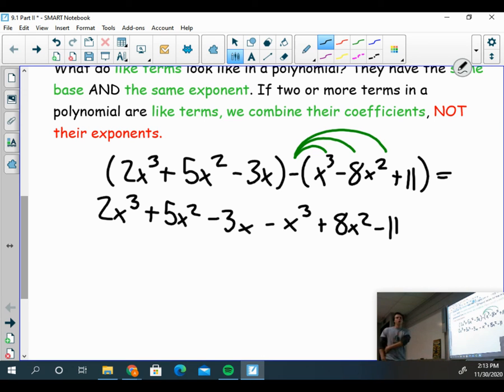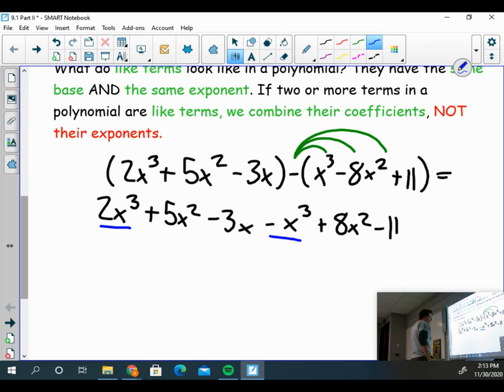But please note, we must handle this first before we begin combining like terms. Otherwise, we are not going to get the correct answers. Okay? So now that we've distributed our negative, let's identify the like terms and simplify.